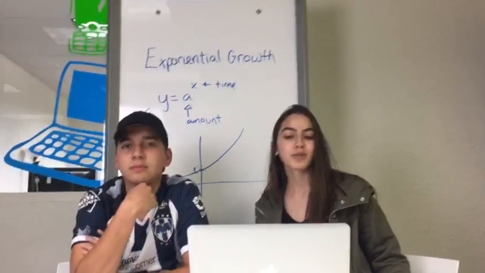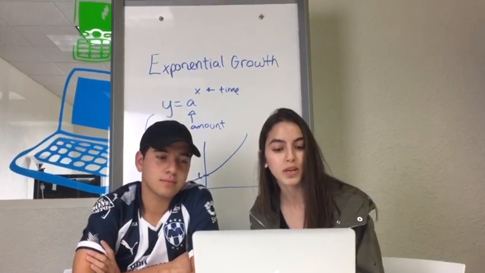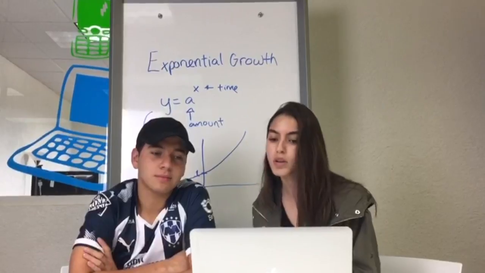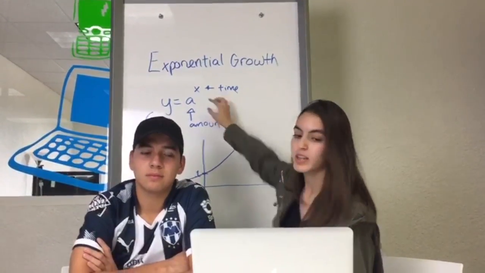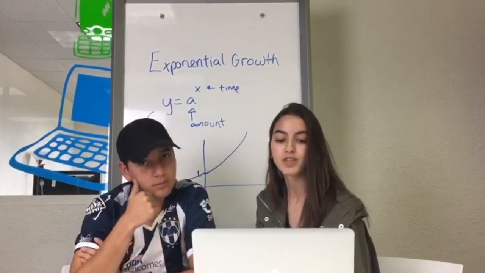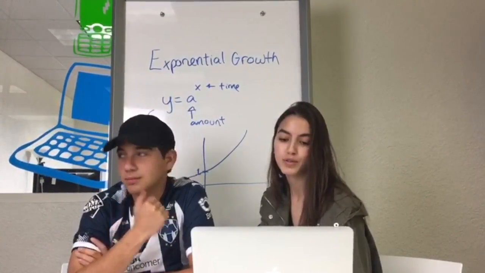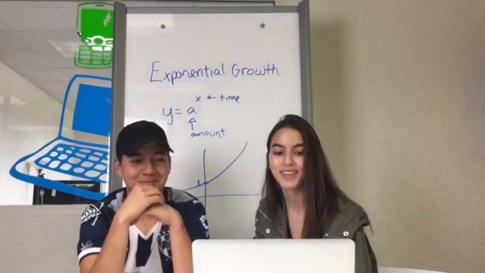Exponential growth is a change that occurs when the original amount or value is increased by a consistent rate over a period of time. The function is y equals a to the x power, where x is the time and a is the amount. Exponential decay describes the process of reducing a quantity by a consistent rate over a period of time.